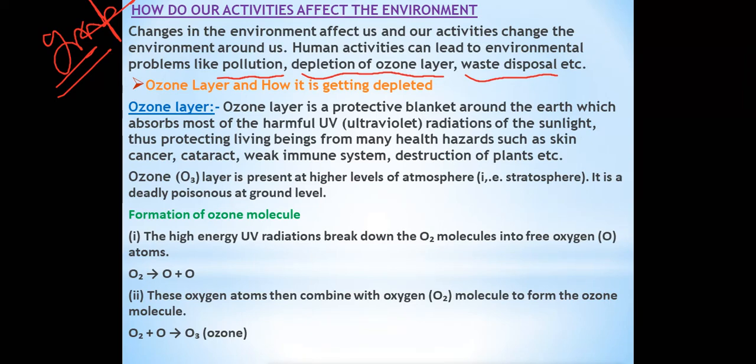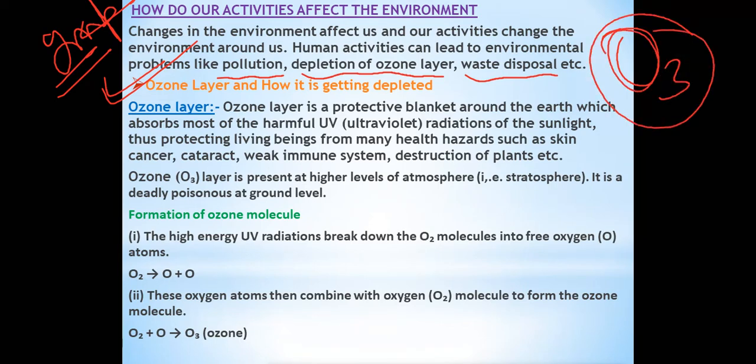So first of all, we'll read about the ozone layer and how it is getting depleted. First of all, do you know what is the formula of ozone? The formula of ozone is O3. Three oxygen atoms are combining together to form one ozone molecule. So what is the ozone layer? First of all, we should know that.